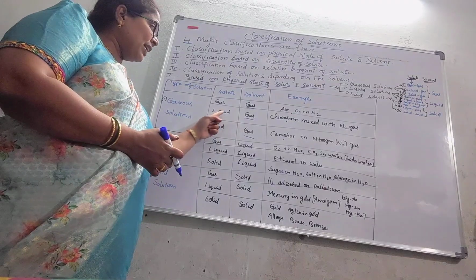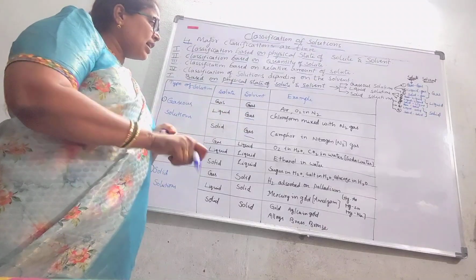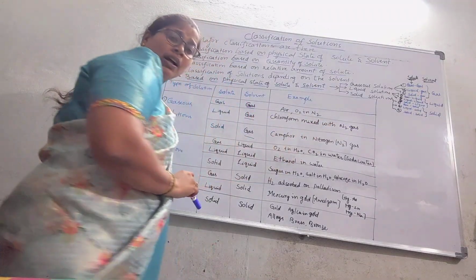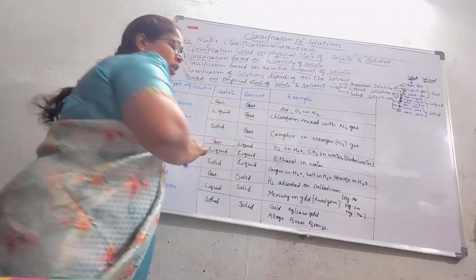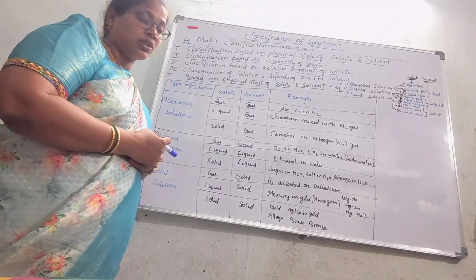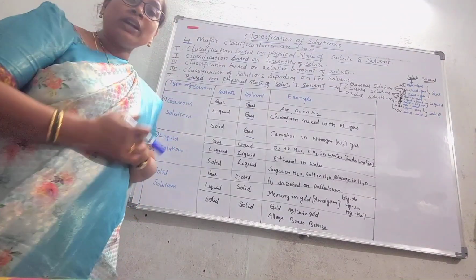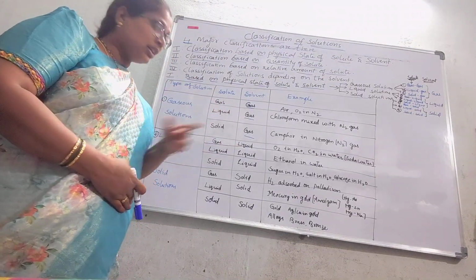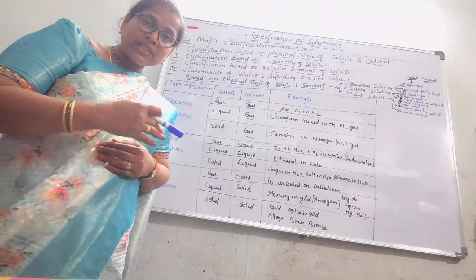Let us go for liquid in gas type, which means liquid as a solute and gas as a solvent. Here chloroform is mixed with N2 gas. Chloroform is a liquid. Chloroform is generally used in operations, C-sections, as anesthesia. They mix chloroform with N2 gas and administer it to patients who will undergo surgeries and operations. Like that we will remember liquid in gas type. Example: chloroform mixed with N2 gas.